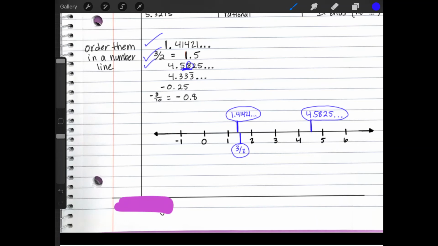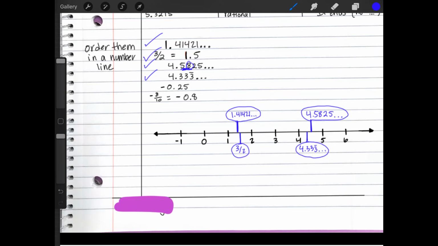Okay, so that's done. And then 4.333 repeating, that would be close to the 4.58, but it's closer to the 4 than it is to the 5. So I'm going to go ahead and put it over here. Okay, and that's 4.333 repeating, and it goes on forever.